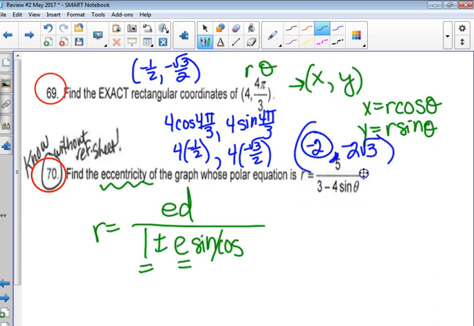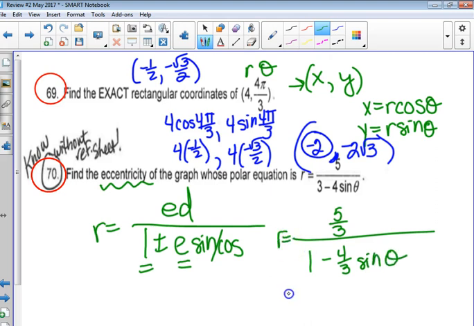So what do we have to do to this one? Okay, so we'd have 5/3 over 1 minus 4/3 sine theta. And all it's going to ask you is, what is the eccentricity? It is 4/3, and it's never negative, okay? Eccentricity is positive. Anybody know what that would graph as? Hyperbola. You don't have to know that.